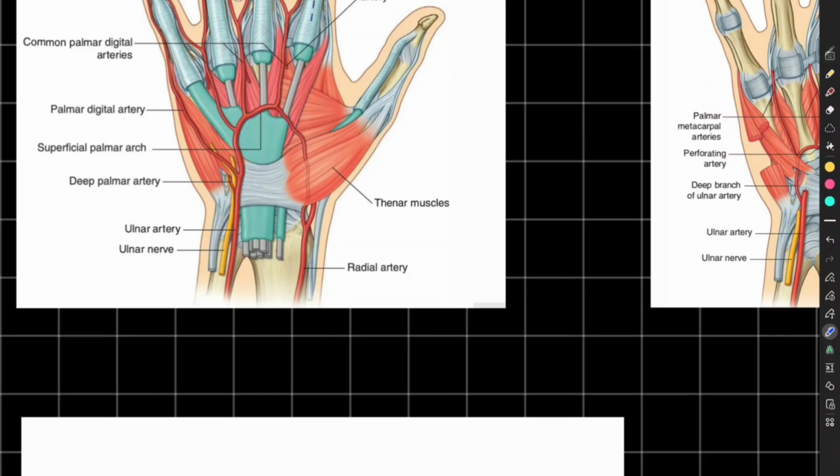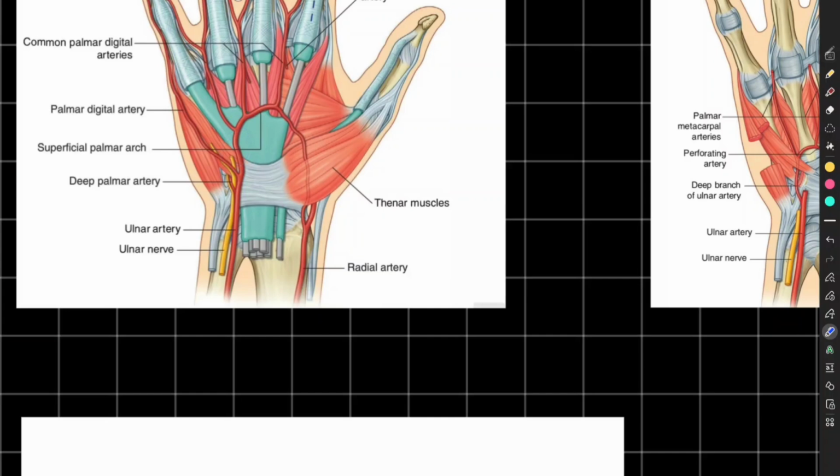Now, talking about the formation: while writing the answer of the superficial palmar arch, it is very frequently asked, and along with the deep palmar arch, you have to include 3 points: formation, relation, and branches. The superficial palmar arch is formed as a direct continuation of the superficial palmar branch of the ulnar artery.